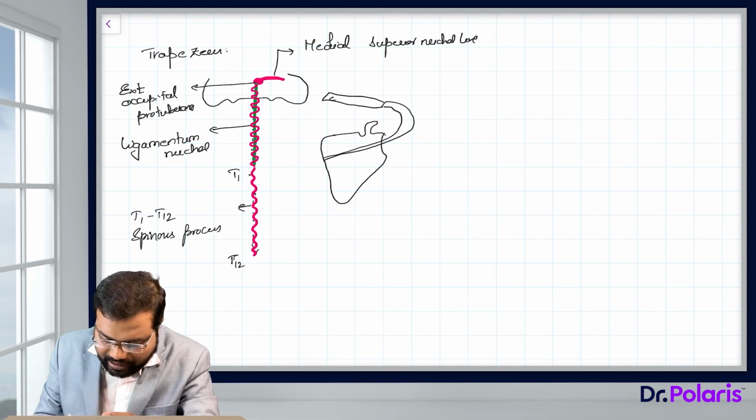Some fibers will be radiating towards the lateral end of the clavicle. So here is the lateral end of the clavicle, and these fibers will be radiating towards here.